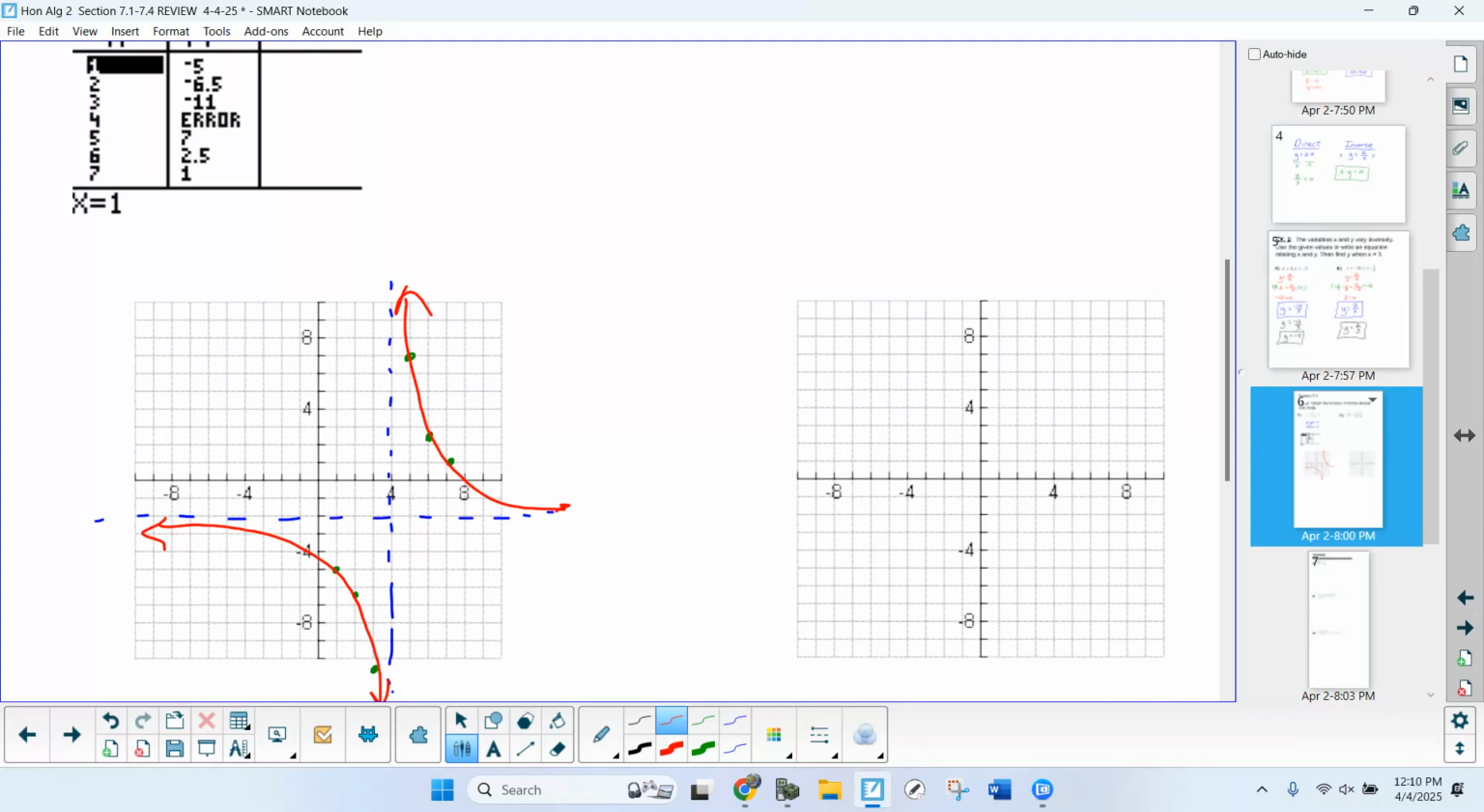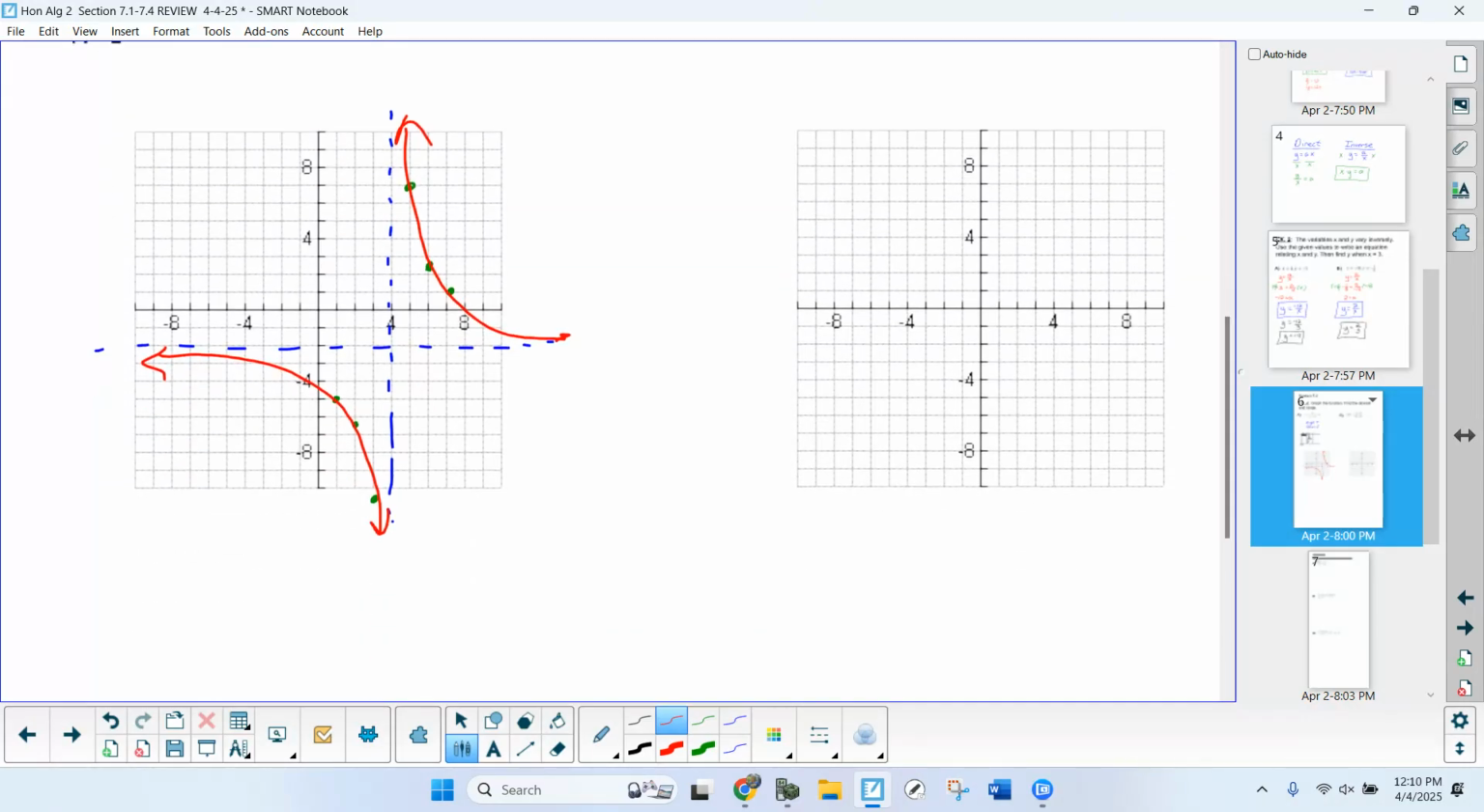Domain and range. Domain is all the x values, guys. What is x not allowed to be? 4. So x is everything except 4. We know that for 2 reasons. 1, it's my vertical asymptote. 2, it's what makes the denominator 0. Okay? Range. What is the range? That's the y values. What is y not allowed to be? Or what will it never be? -2, because that's my horizontal asymptote.